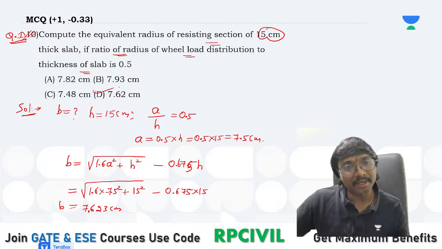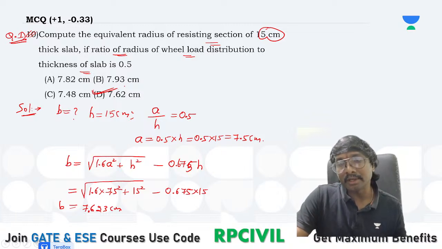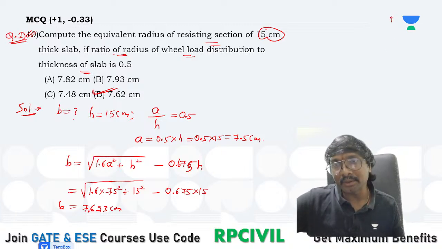Which option is nearby given? 7.62 centimeters is the nearby option given, or not? Yes, no? Right. Shall I move to the next question, all of you? Second question, is everyone clear?